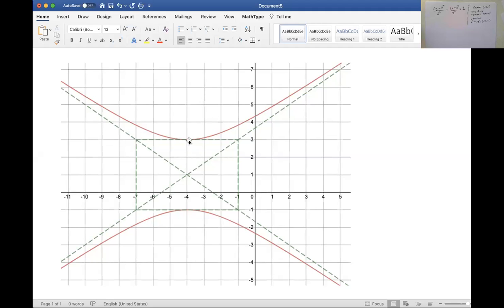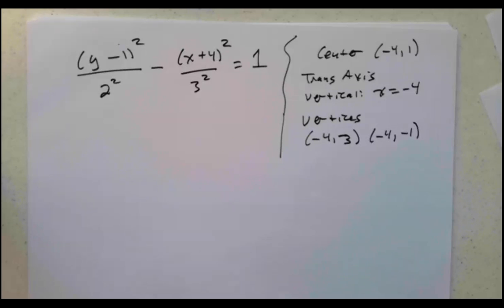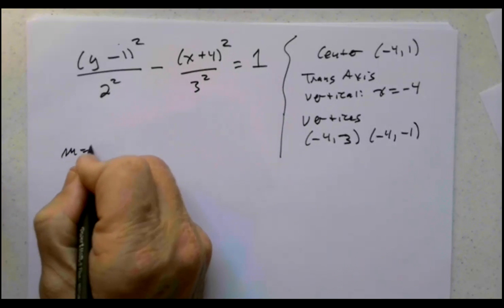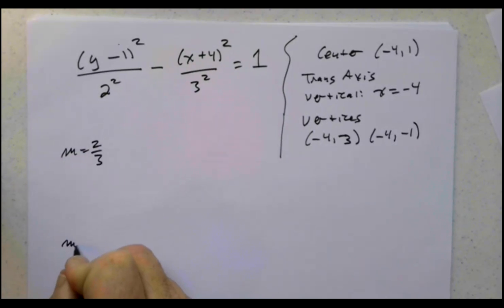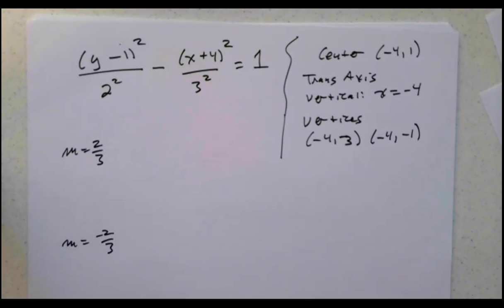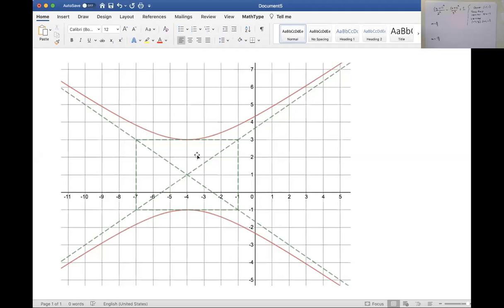Slope, rise 2, run 3. Slope, rise -2, run 3. Again, span in y is 2, span in x is 3. So that gives us our 2/3 x. So our slope is 2/3 and our other slope is -2/3. But it's not just 2/3 x and -2/3 x because it doesn't go through the origin. What does it go through? It goes through this point, -4, 1, the center.